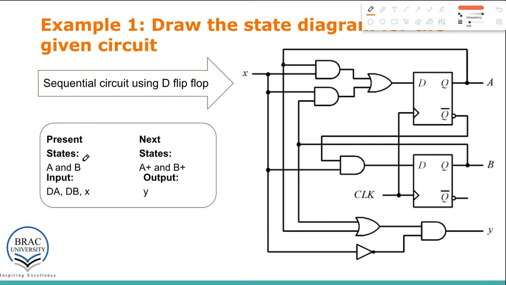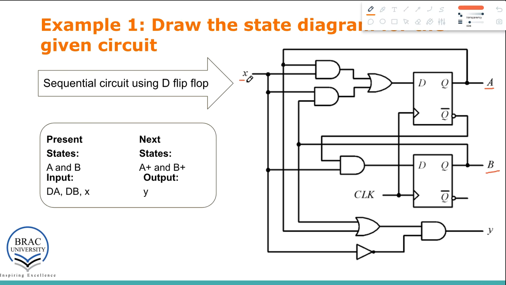And how can we denote the present states? We can just use the variables that are given as the outputs of the flip-flops. This would be given in the question. Here the outputs are given as A and B for the two flip-flops, and we can just use A and B for our states. So the present states would be A and B. If the present states are A and B, the next states would be A plus and B plus.